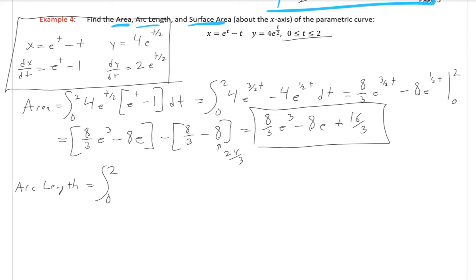Not too bad. Arc length and surface area are going to follow suit. They're not going to be too terribly long, but will take a little bit more algebra. Arc length is going to be the square root of each of these derivatives squared. So (e^t - 1) quantity squared plus (2e^(t/2)) quantity squared.